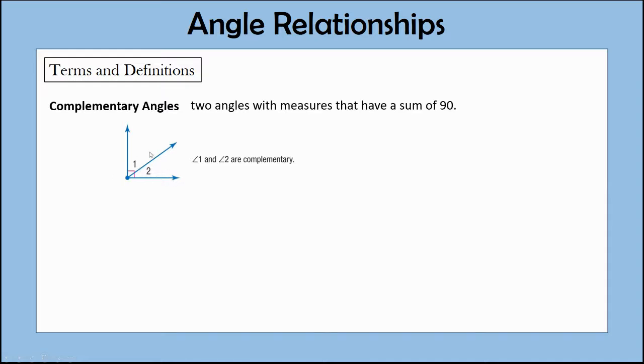But they don't have to be adjacent. They could be just two separate angles, like angle A and angle B here, one's 65, one's 25. If I add those two together, I get 90. So A and B here are complementary as well. They can be adjacent or they can be separate.